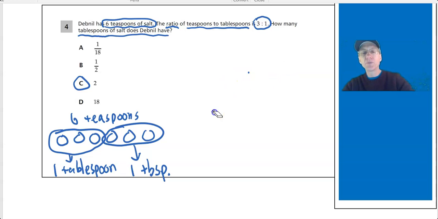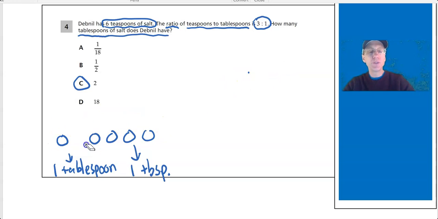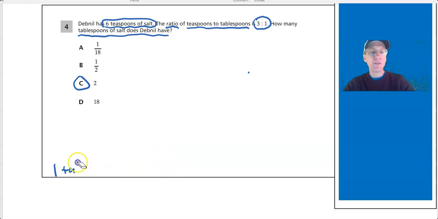The big idea there that we used was ratio language, and being able to draw a picture. If you can just draw a picture of them, most things can be done that way, okay? All right, let's take a look at this. So we know we're dealing with a ratio.